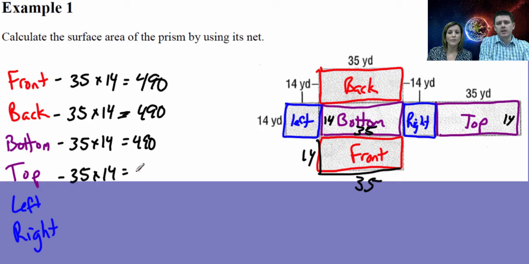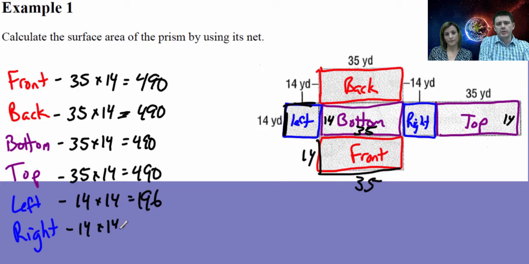And then we have a perfect square for the right and the left. We've got a base of 14 and a height of 14. So 14 squared is 196. So for each one of them, you're listing out your base and your height, multiplying them to equal 196. So then it's the sum of all 6 areas. So he's going to need to add them up. When he does that, he's going to get 2,352.